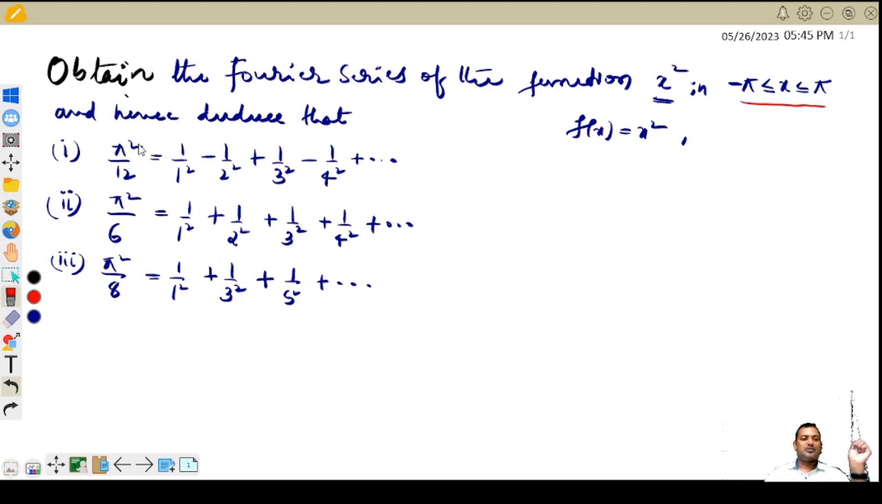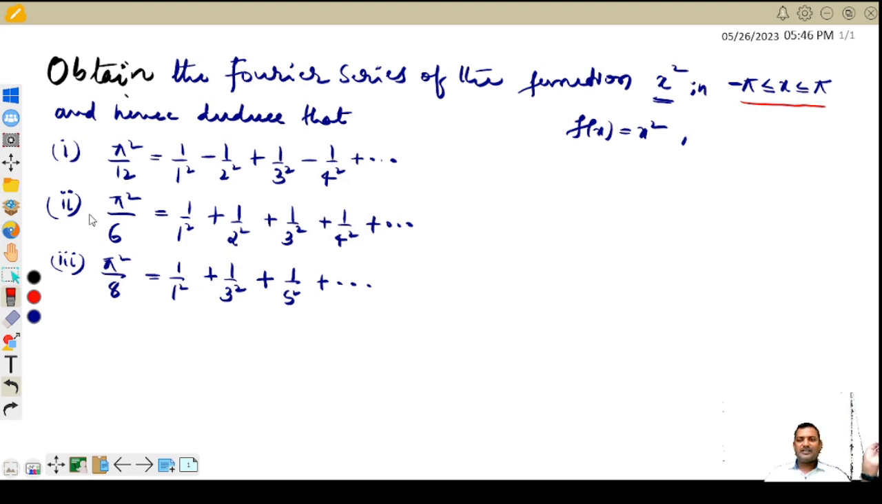First one, pi square by 12 is equal to 1 by 1 square minus 1 by 2 square plus 1 by 3 square minus 1 by 4 square plus so on. Second one, pi square by 6 is equal to 1 by 1 square plus 1 by 2 square plus 1 by 3 square plus 1 by 4 square plus so on. And third one is pi square by 8 is equal to 1 by 1 square plus 1 by 3 square plus 1 by 5 square plus so on.